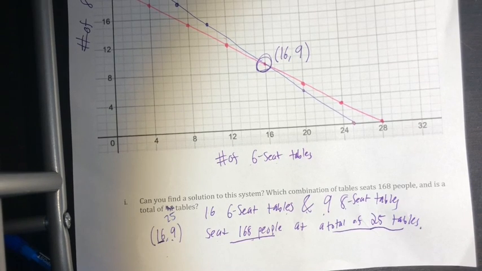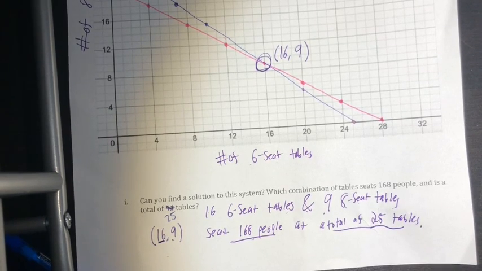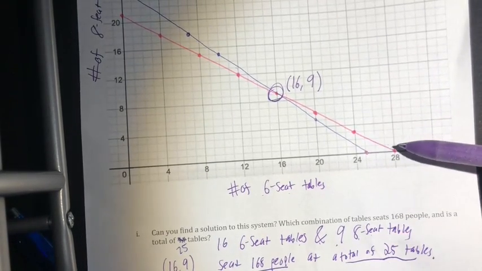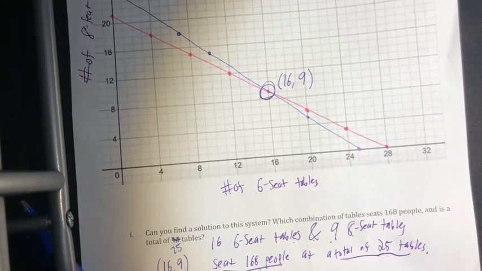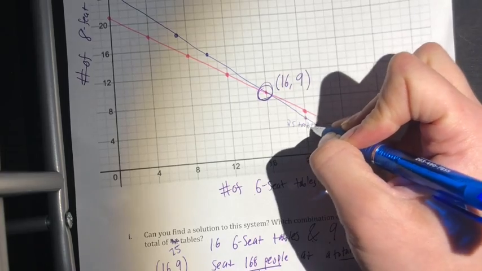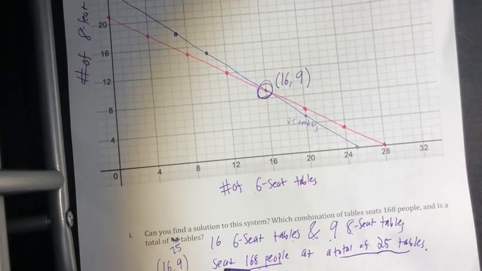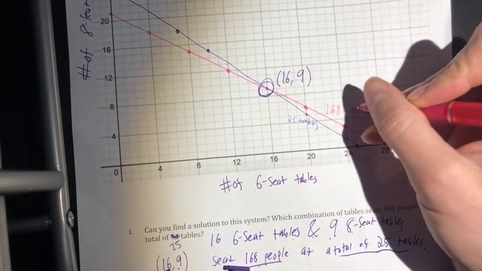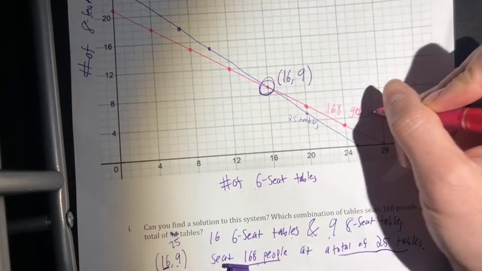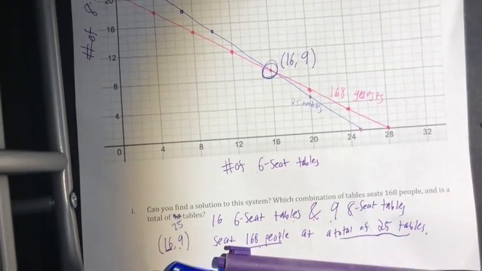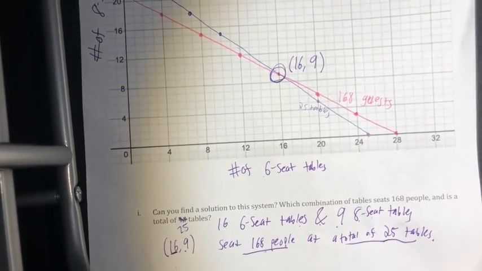That's the point that makes both of these people's desires happen. It's like the compromise point. All right, the pink line wants 168 guests, and the blue line wants 25 tables. And pink wants 168 guests. And this is really the point where that happens. All right, so that's very good. And we're done with that problem.